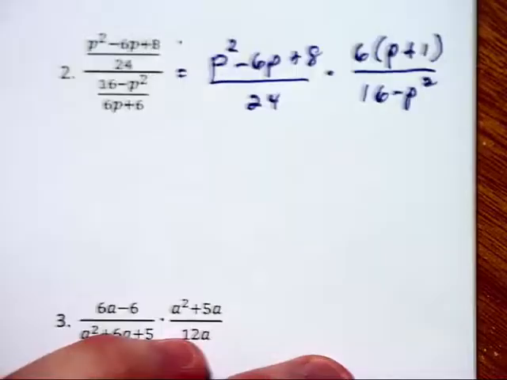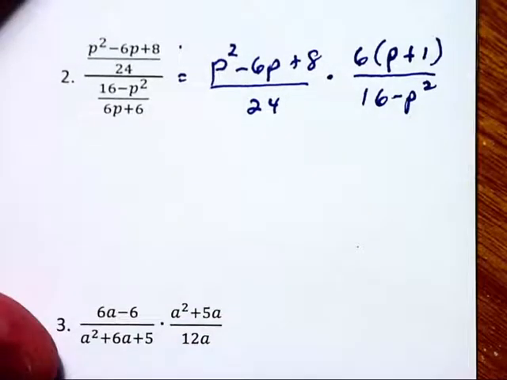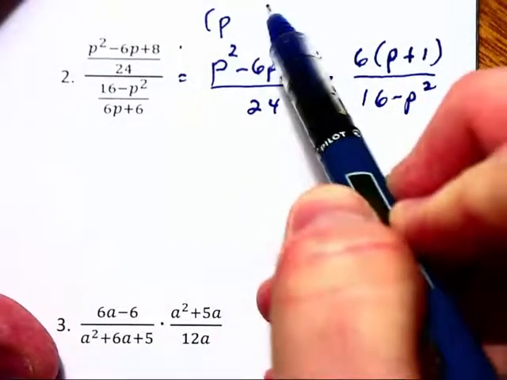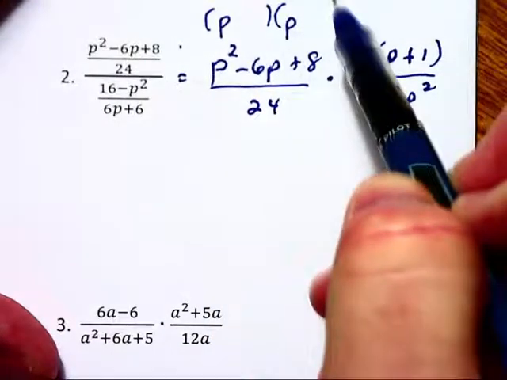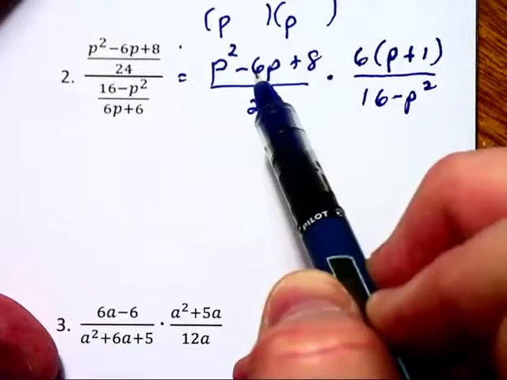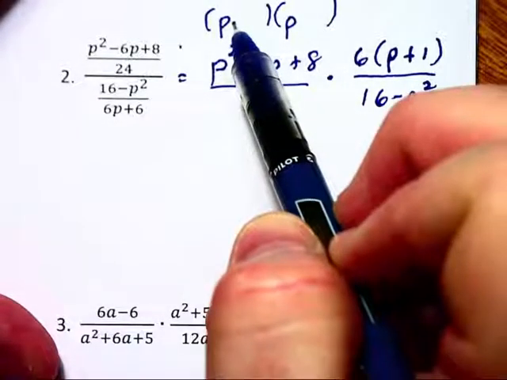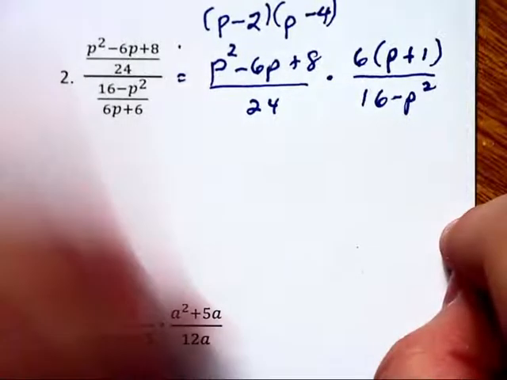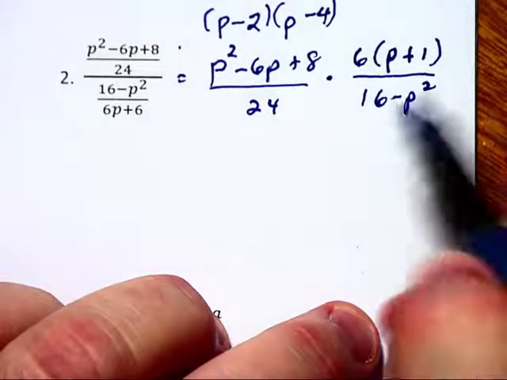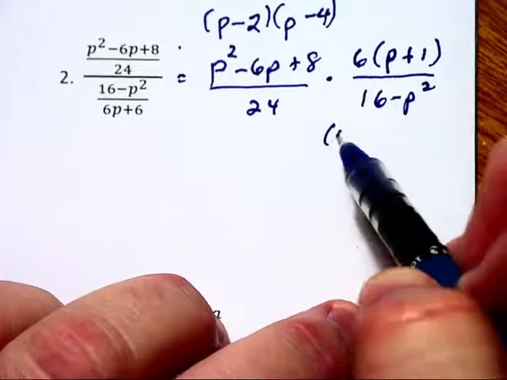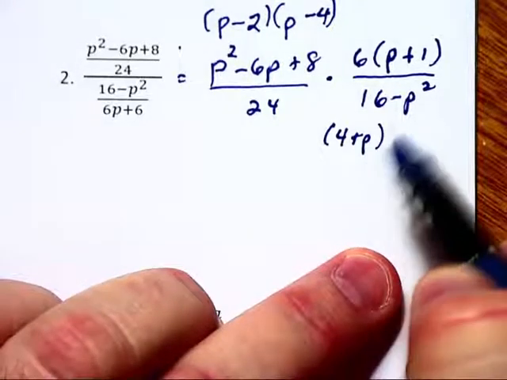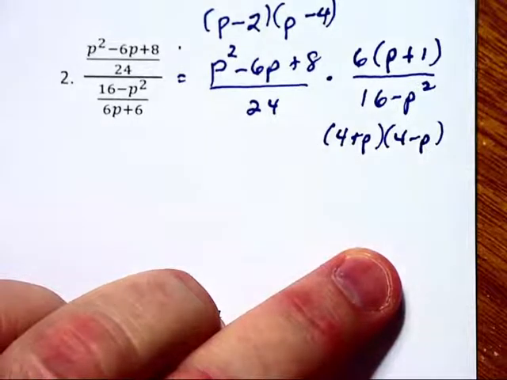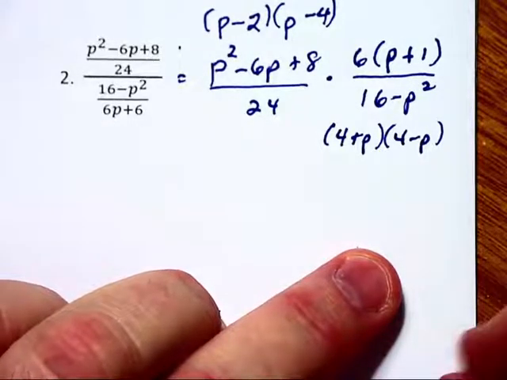Now I have four corners that I want to factor, and in this top left corner I want to put a p at the beginning of each parentheses, and in order to multiply to this positive 8 and add to this negative 6, we're going to have a minus 2 and a minus 4 within the parentheses. The top right is already factored, and the bottom right we're going to factor into 4 plus p and 4 minus p. Now that each corner is factored, we can start our cancellation process.